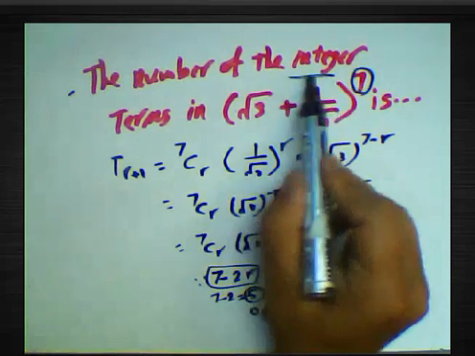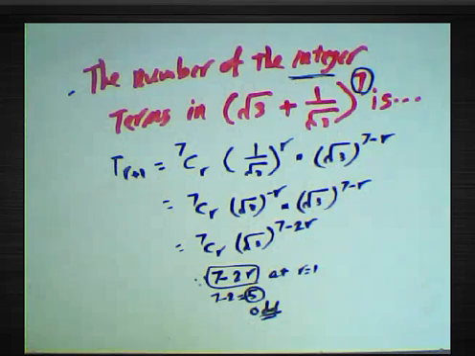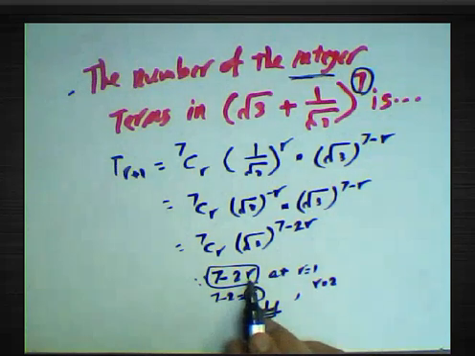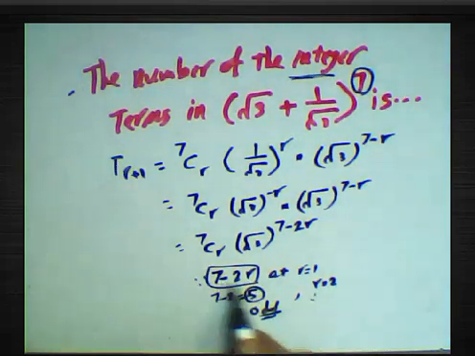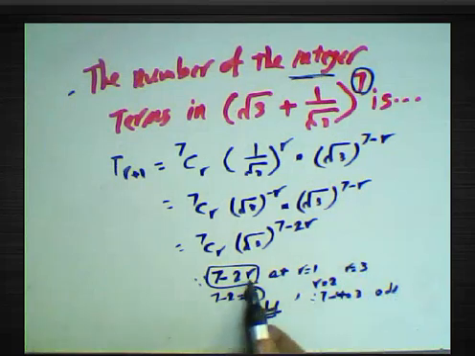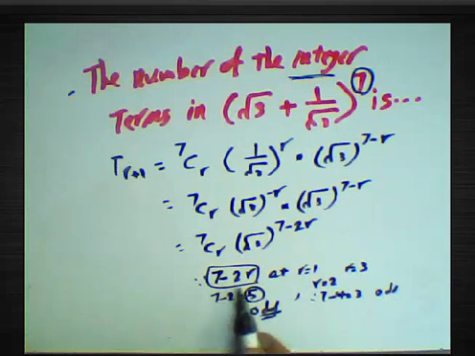He asked about the integer term here. Okay, this number is odd. Put r equal to 7 minus 4. 7 minus 4 equals 3. It's odd. Put r equal 3. 2 times 3 equals 6. 7 minus 6 equals 1.